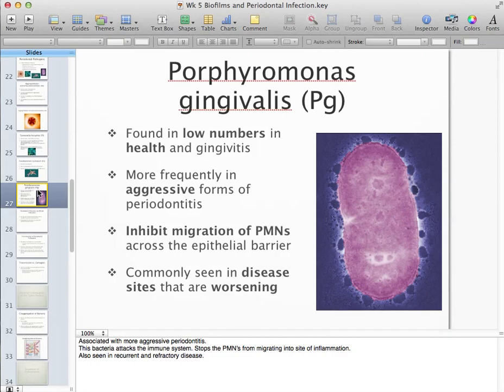Porphyromonas gingivalis. This is found in low numbers in health and gingivitis. It's found more frequently in aggressive forms of periodontitis. Porphyromonas gingivalis can inhibit the movement of neutrophils. It's commonly seen in disease sites that are worsening. So, Porphyromonas gingivalis is associated with perio, and it basically attacks the immune system and stops neutrophils from migrating to the area of infection or inflammation. You can see Porphyromonas gingivalis in recurrent and refractory disease.